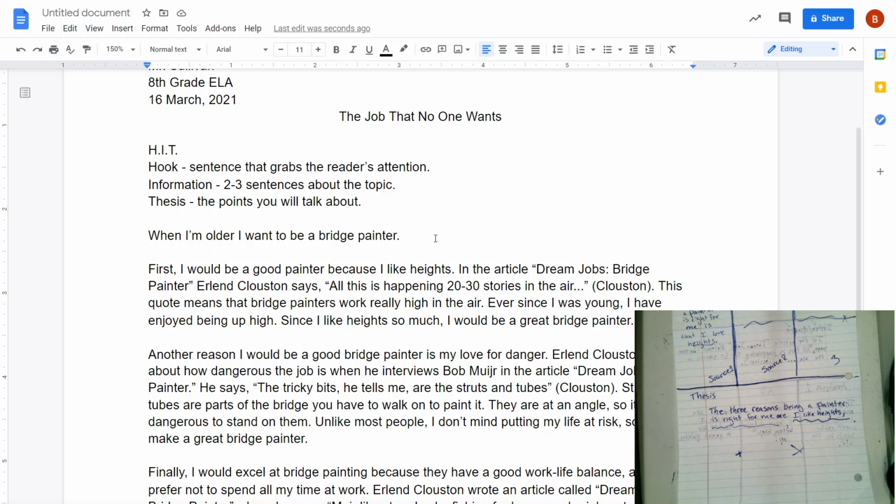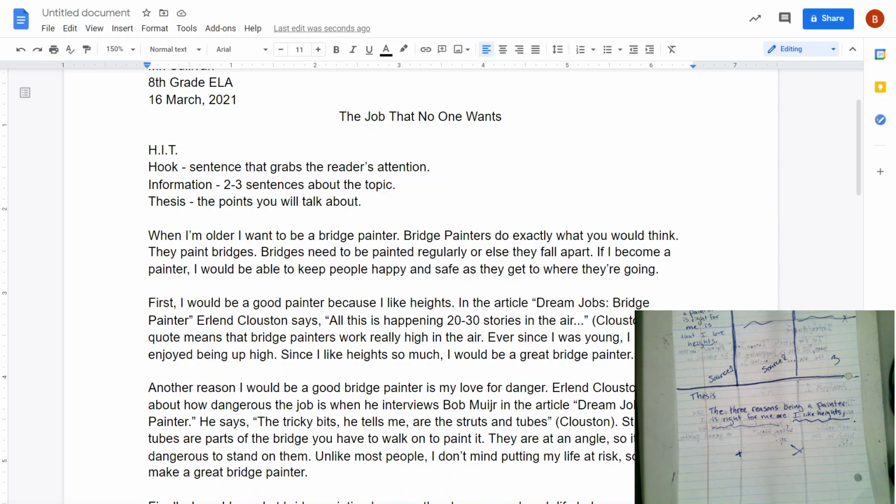Now, here's where you really show me that you have been paying attention to the sources you've been finding and prove that you know what it's like to be a bridge painter. Okay, I'm going to pause and write out a few sentences about my chosen career. So here's what I said in my information about being a bridge painter. I said, bridges need to be painted regularly or else they fall apart. If I become a bridge painter, I would be able to keep people happy and safe as they get to where they're going. That tells what the bridge painter does.